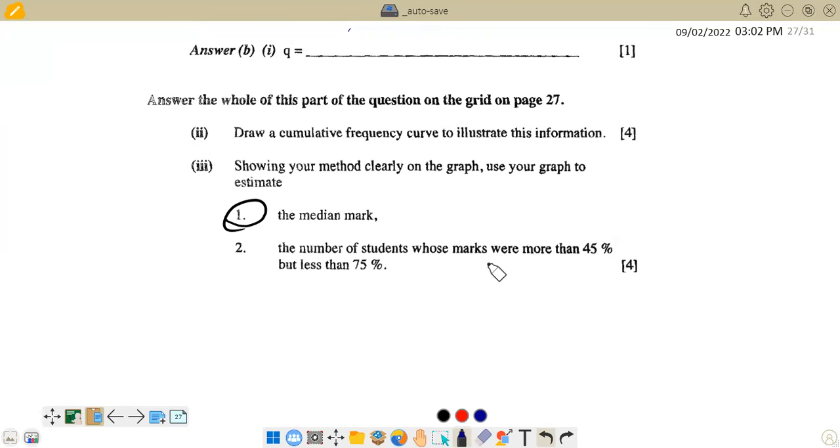The number of students whose marks were more than 45% but less than 75. So we have to use our graph here. More than 45, we have to use the max now. We have to go back to the max, which is more than 45. Let's see where our more than 45 is. That's how you simply work out this part.